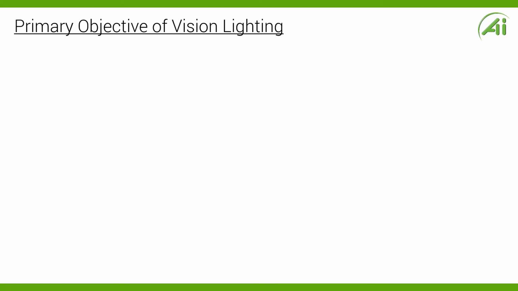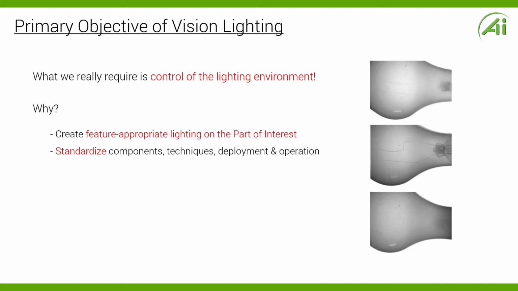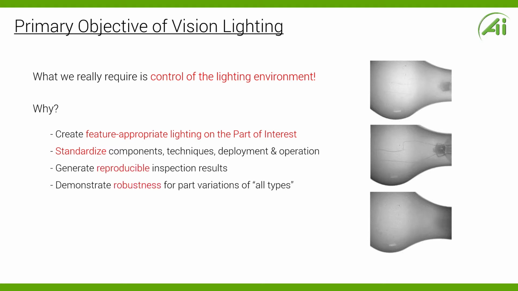So what is the primary objective of machine vision lighting? What we really want to do is control the lighting environment. And why do we want to do that? Well, we want to create feature appropriate lighting on your particular parts or objects of interest. And we want to standardize on components, techniques, deployment, and operation. We also want to generate reproducible and robust results from all types of variations.